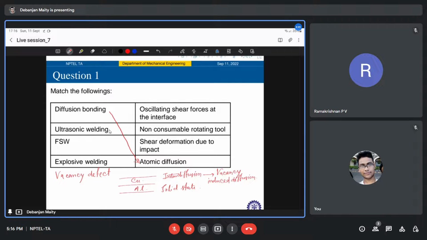Now for ultrasonic welding, what happens? The coalescence is produced at the faying surfaces by application of high frequency vibratory energy. In ultrasonic welding, you have a horn which has some kind of profile, a sinusoidal profile, and you apply some pressure also. Below that horn there will be your materials placed together in intimate contact, and there will be a clamping load here also.